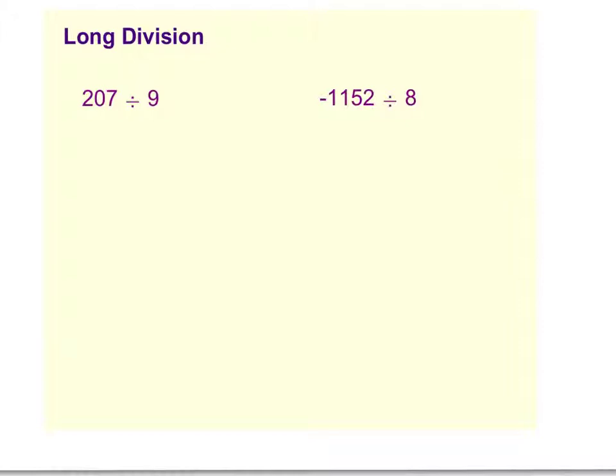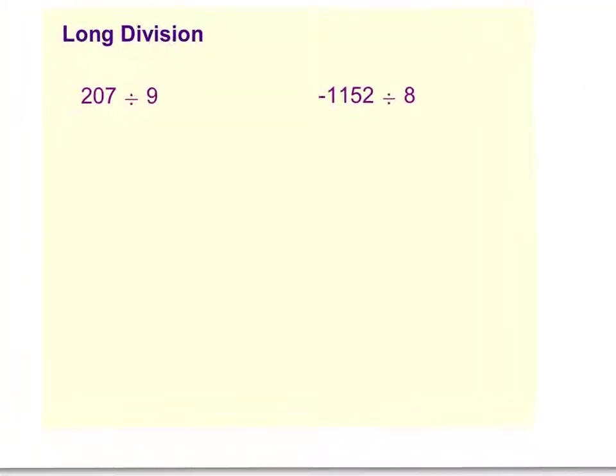So when you do long division, here's our little dividend and divisor thing. So whatever you're dividing by, we're dividing by 9. That number is going to go on the outside. That 207 goes on the inside. All right, here's how this works.